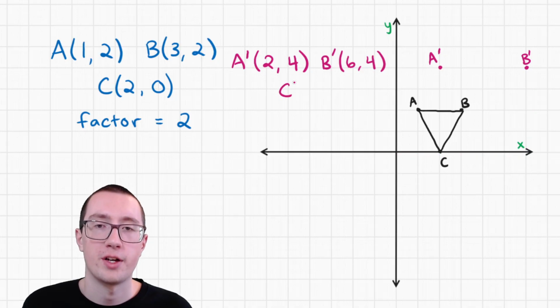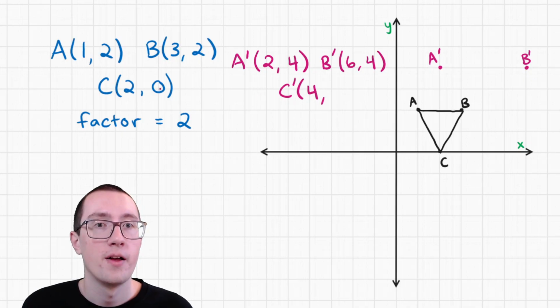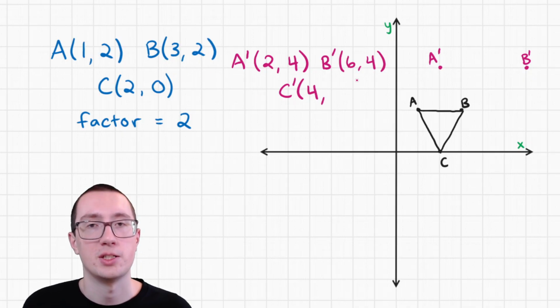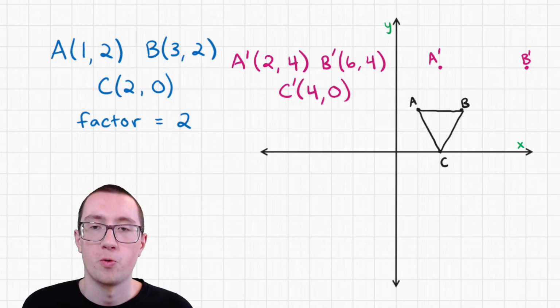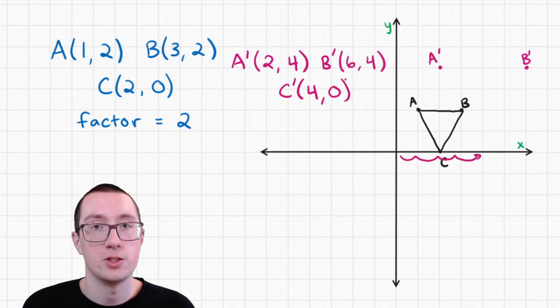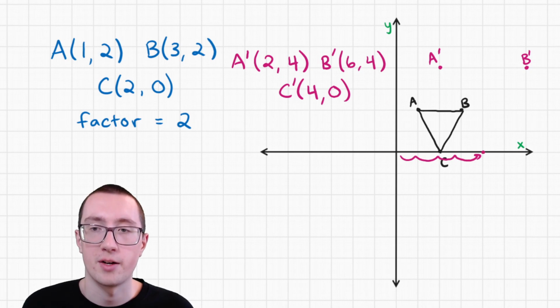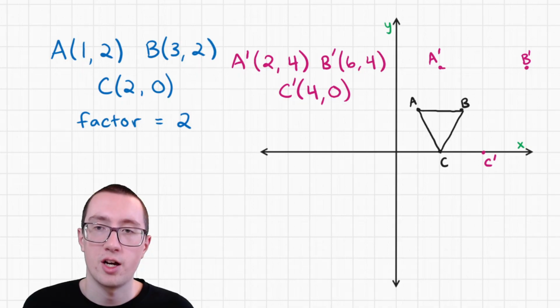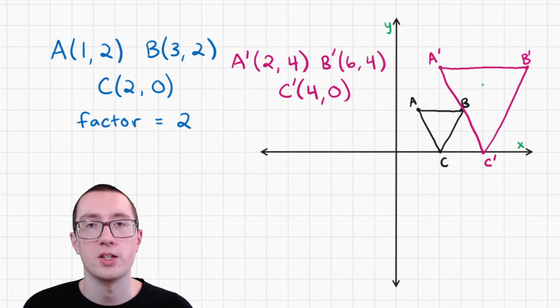And finally, let's find C prime. So x is 2. 2 times 2 is 4. So it's now going to be x equals 4. But y is 0. And 0 times 2 is still 0. So 4 squares to the right because x is 4. And y is still 0, so we're not going to move it up or down. So this is going to be C prime. And now we just need to connect these up with our lines like before. So there you go. This is our new dilated version.